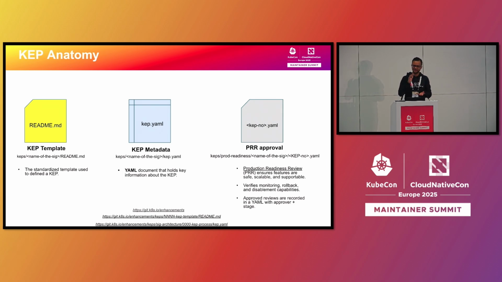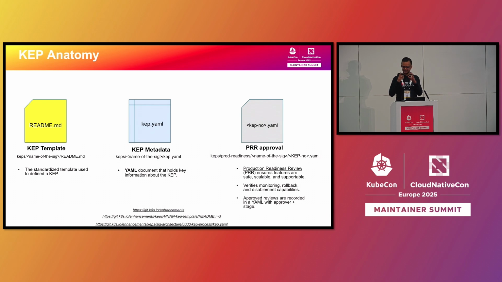There is a set of templates that we have defined which gives all the sections and what goes into those sections and when to fill each section, as in for alpha we require certain sections, for beta we require certain sections, and for stable we require certain sections. Then there is the KEP metadata file.